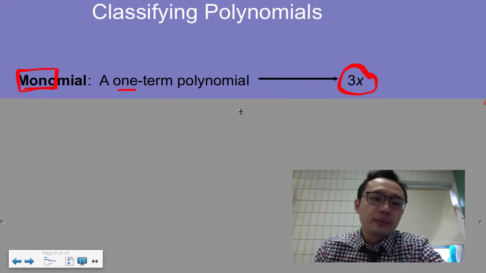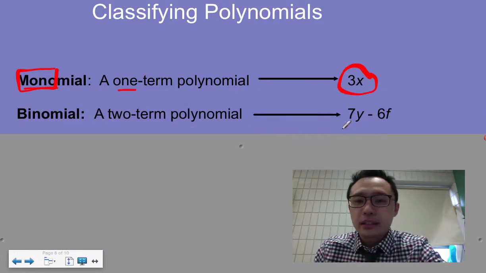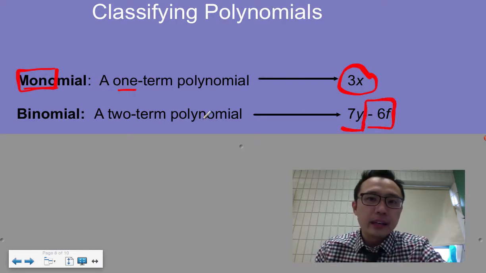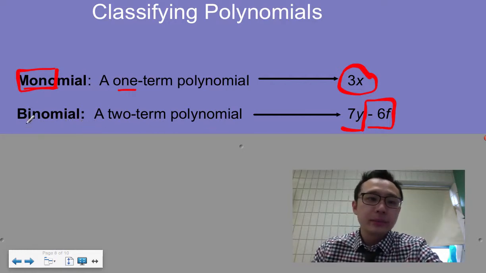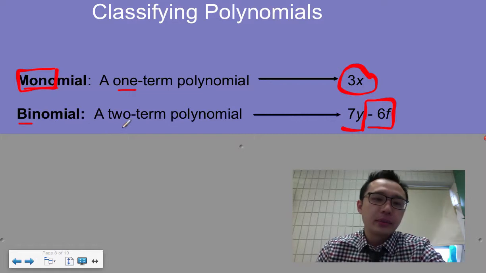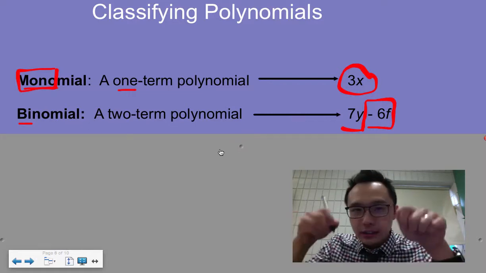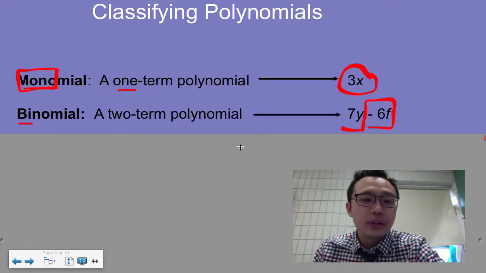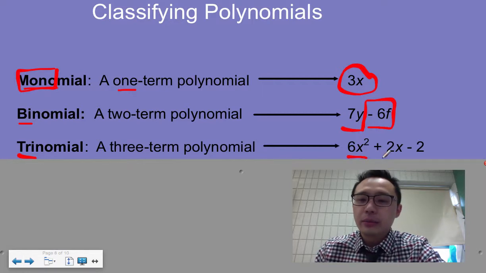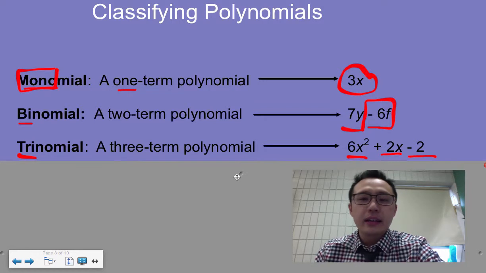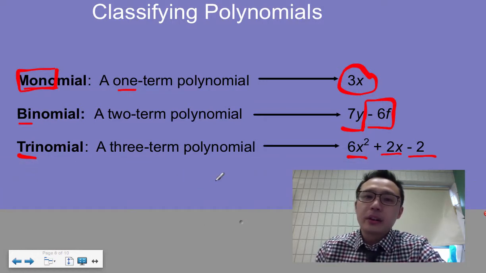What about 2? If you have two terms, you can see 7y subtract 6f. These are two terms, just like a bicycle has two wheels. We call it a binomial, a two-term polynomial. And if you think about a three-wheel cycle, called a tricycle, the three-term polynomial we call a trinomial. One term here, and one term there. So that's a trinomial. And if you have anything more than that, that will just be called a polynomial.